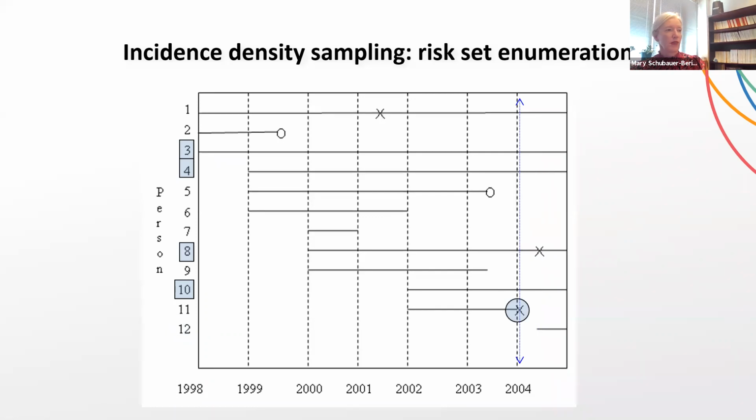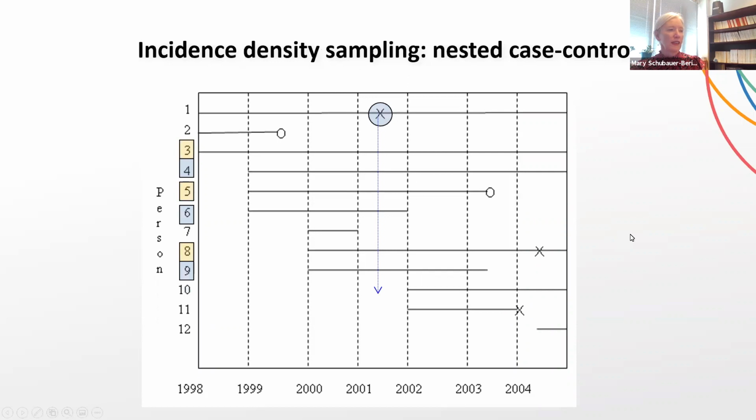For person number 11, there are also 4 people, but they're different from the 4 that we saw before. And then for person number 1, we have 6 people in the risk set. So conceptually, this is how risk sets are enumerated. And then you can take it a step further by sampling from the risk set. For this case number 1, we might decide that we will be sampling a 3-to-1 control-to-case ratio. So this is, in fact, the basis of the nested case control design.